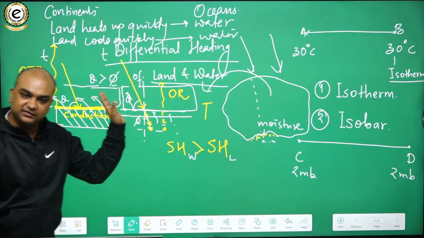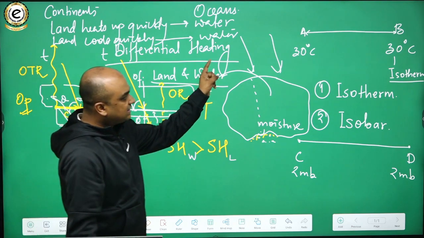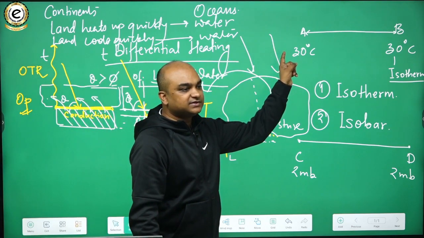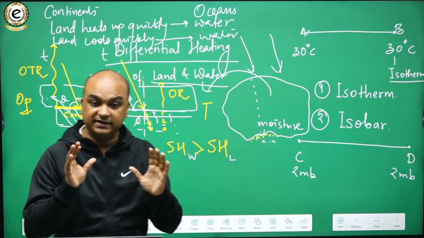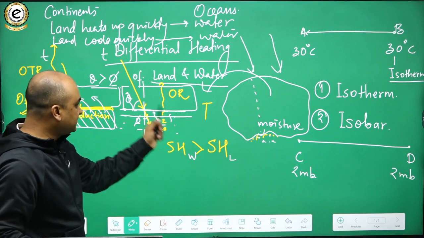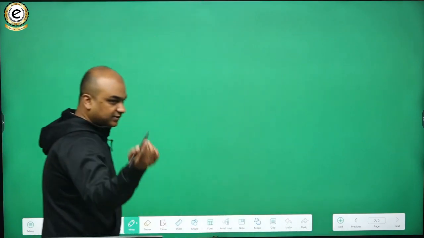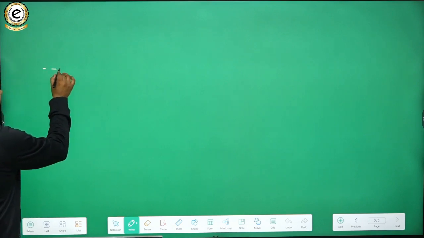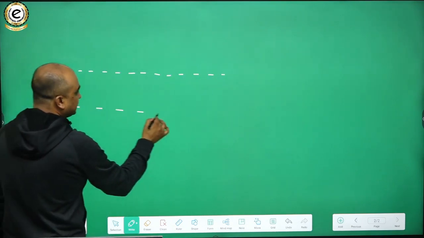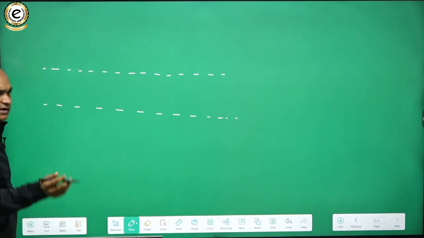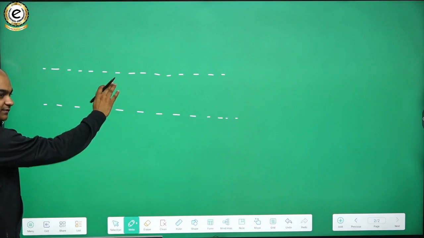So do you understand the differential heating of land and water? Now, we think that the isotherms are straight lines, but the isotherms are not always straight lines because of this differential heating of land and water. Take a look at this. Suppose it's water surface and we are at a particular latitude, whatever the latitude, whatever you want to imagine, but it's pure water. Got it?